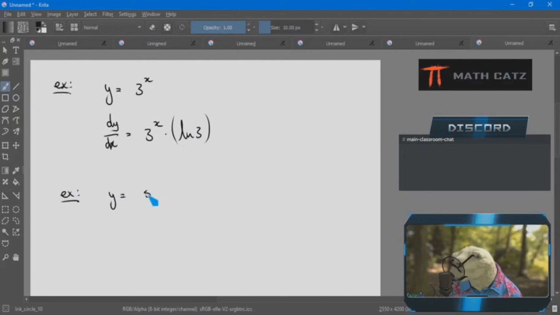Let's try another one. Let's say 5 to the x squared plus 1. I have a secret crush on x squared plus 1. I don't know why.